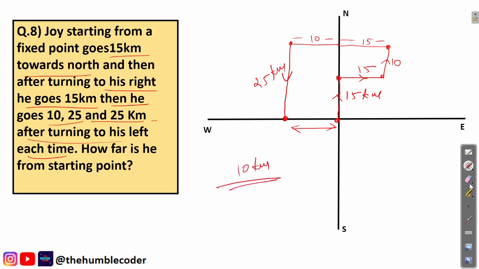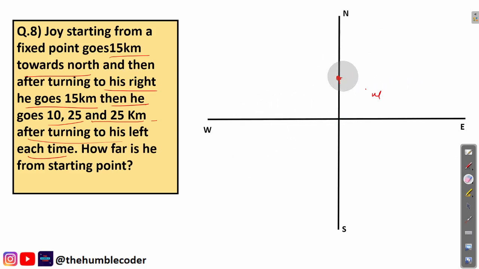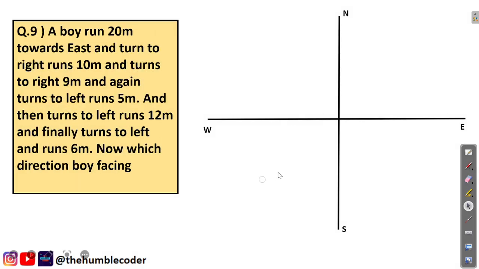Okay, so in this way sometimes you also need to create a diagram very clearly so that you can get an answer very fast. Otherwise if your diagram is clumsy, then you might get confused while solving the question.